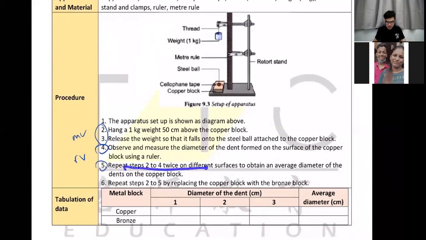Repeat on different surfaces so they can do an average. You don't need to do this. You can just say, no need to write this step. Just write this step: repeat, replacing copper with bronze.